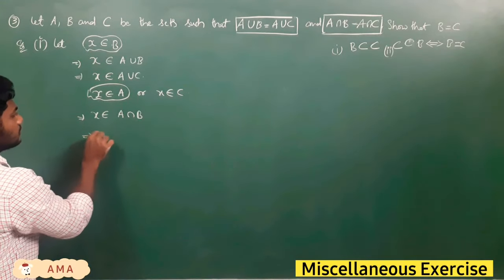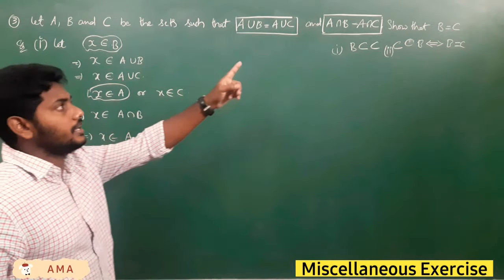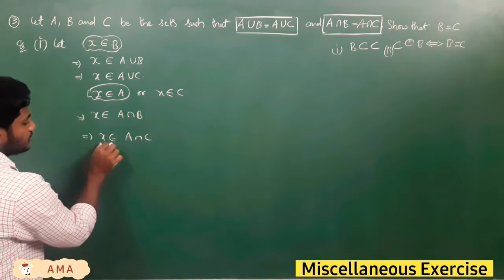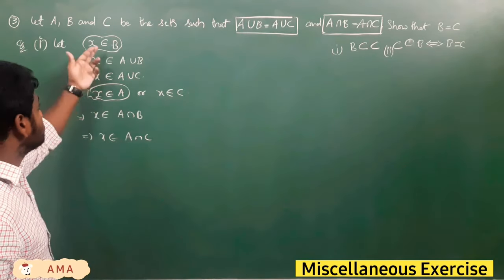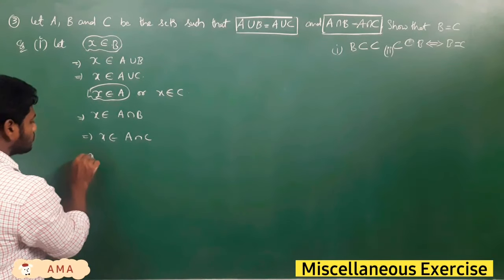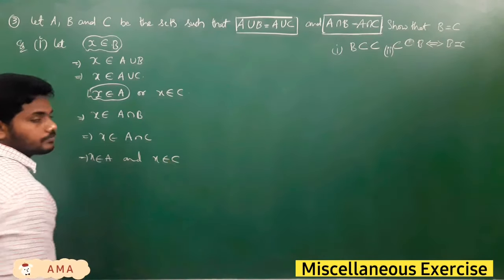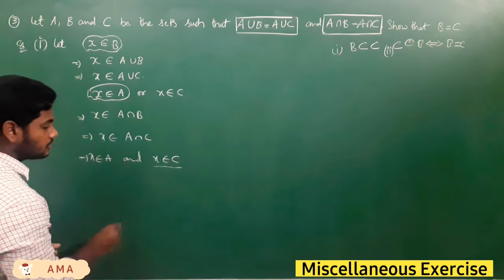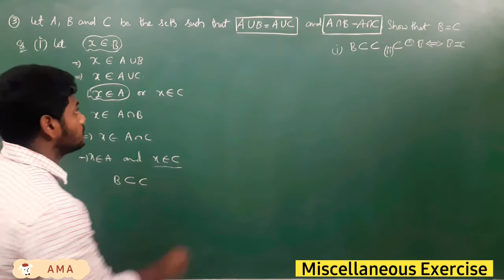Here if you observe, x belongs to B and x belongs to A, nothing but x belongs to A intersection B. If x belongs to A intersection B, x belongs to A intersection C, check, A intersection B equal to A intersection C. Now if x belongs to A and x belongs to C, that means x belongs to B and x also belongs to C, nothing but what? B is a subset of C.